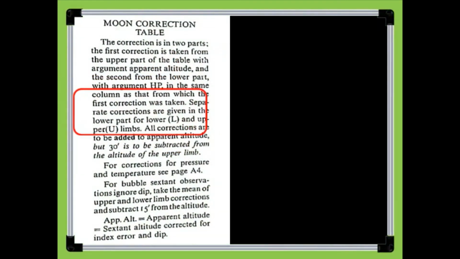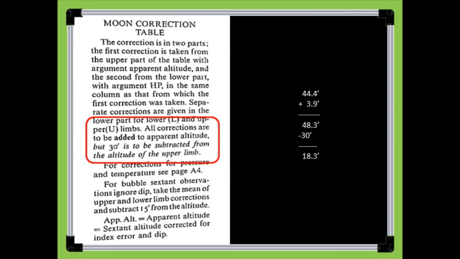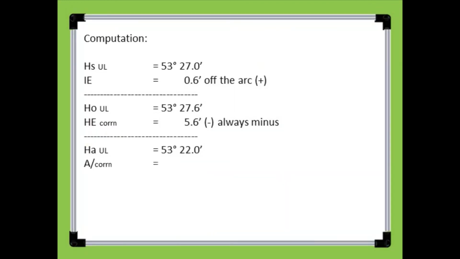All corrections are to be added to apparent altitude, but 30 minutes is to be subtracted from the altitude of the upper limb. The result is 18.3 minutes. Add the correction, which is 18.3 minutes. The result is the true altitude of the Moon at upper limb, which is 53 degrees 40.3 minutes.